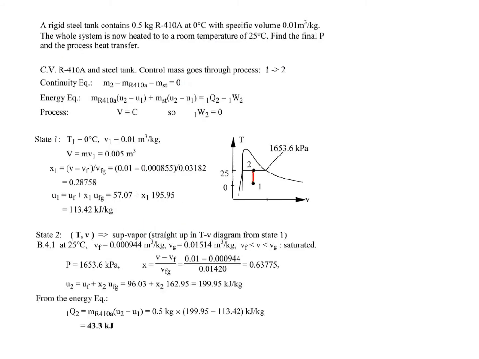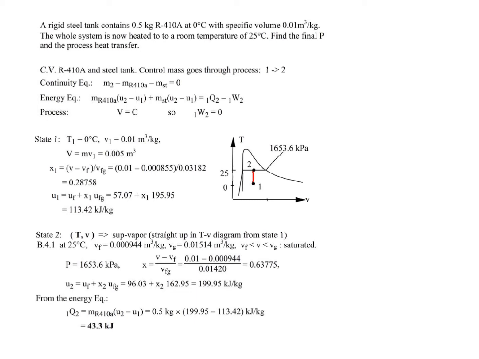Now we have a rigid vessel that contains 0.5 kg of refrigerant 410A at 0 degrees centigrade with a specific volume of 0.01 meter cube per kg. This system is heated to a room temperature of 25 degrees centigrade. Find the final pressure and the process heat transfer, the heat transfer that is required to conduct this process.